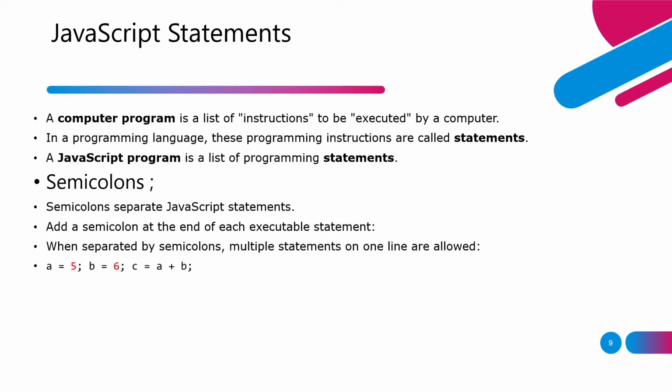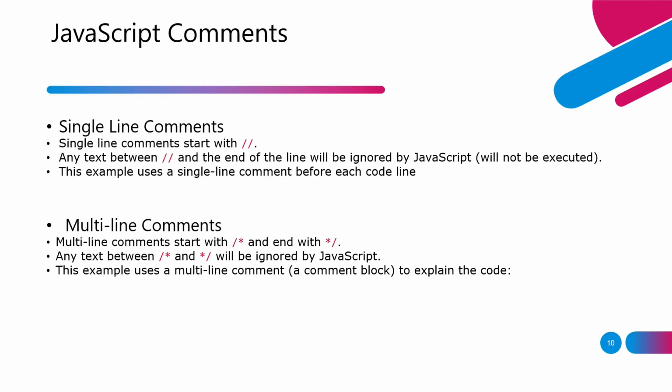Statements are divided by semicolons. Semicolons separate JavaScript statements. Add a semicolon at the end of each executable statement. Multiple statements on one line are allowed when separated by semicolons. We put a semicolon at the end of our first statement, then we can go with multiple statements in one line.